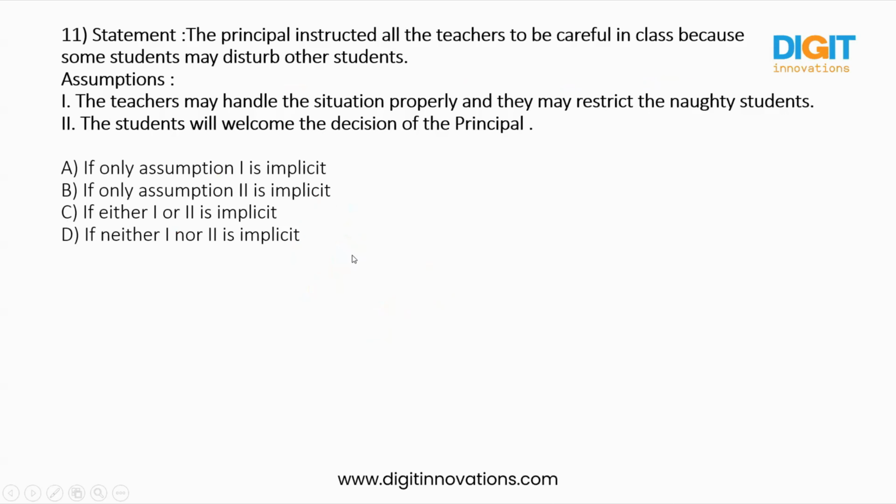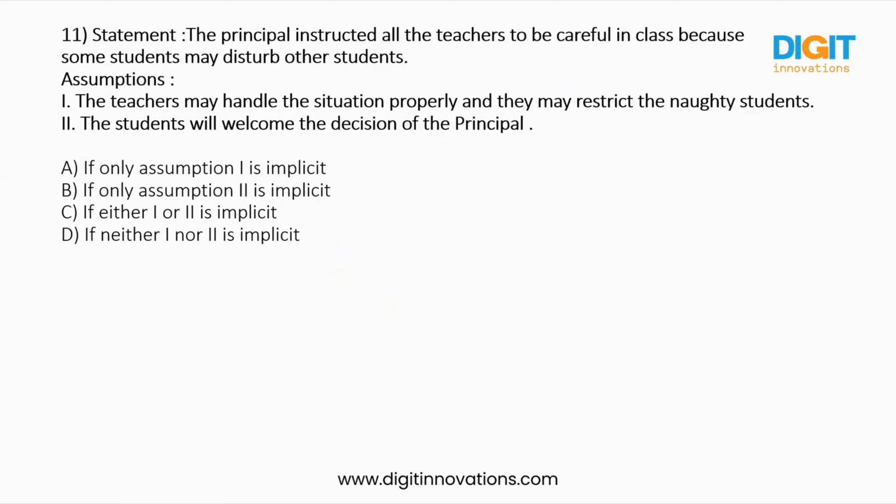Next one. The principal instructed all the teachers to be careful in class because some students may disturb other students. Assumption: the teachers may handle the situation properly and restrict the naughty students. The students will welcome the decision of the principal. So based on the statement, we have to take the assumptions.